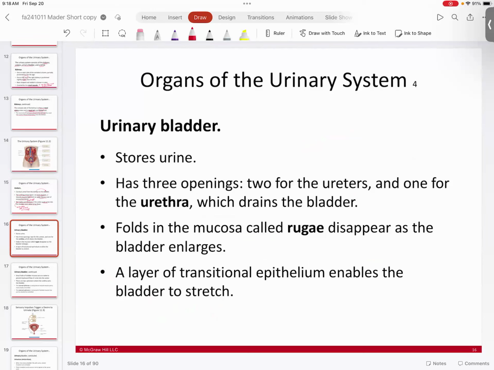Once you're in the bladder, you have a nice little pouch that stores the urine. There are three main openings: two for the ureters from the right and left kidney, and one leaving for the urethra, which drains the bladder to the outside world. Now, the folds in the mucosa are called rugae, the same term used for the folds of the mucosa in the stomach. So you can see there's a lot of pattern overlap between some of these terms. They disappear, however, as the bladder enlarges and stretches out.